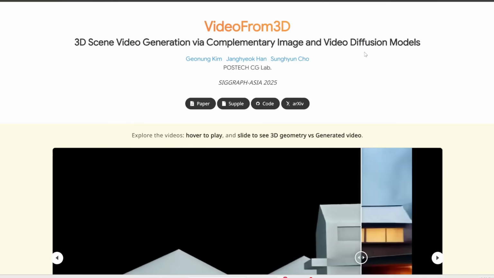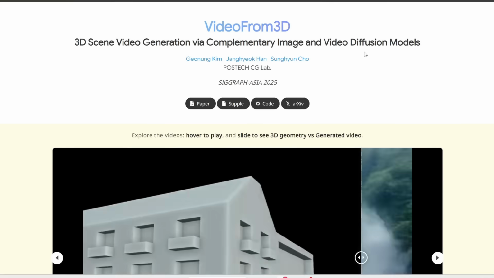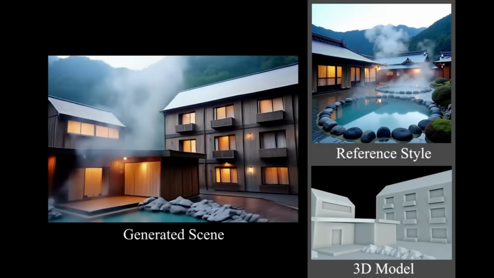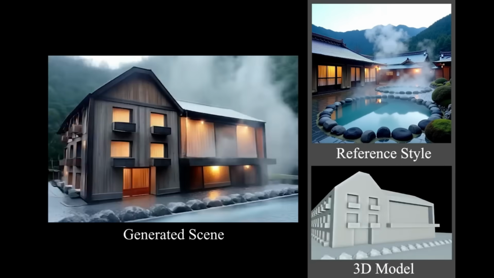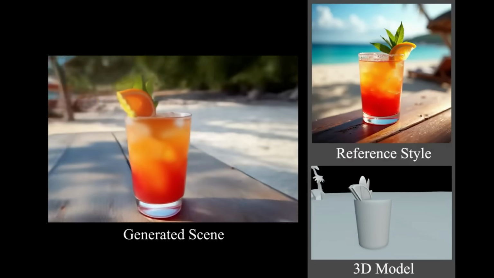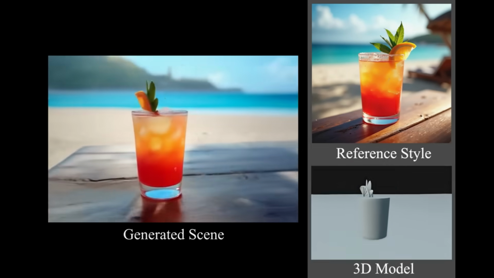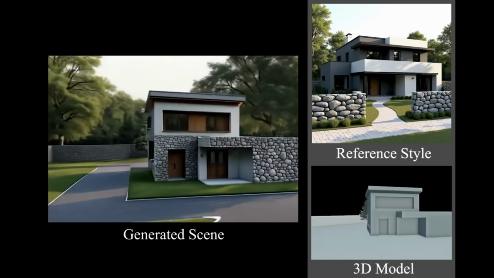First up, this AI is a different way to create videos. It's called Video from 3D, and here's how it works. This basically takes in an image of what you want to generate, plus a moving 3D model of that object or scene, and it would generate a video from that. So it's basically applying the texture and surfaces and colors from your reference style onto the 3D model.